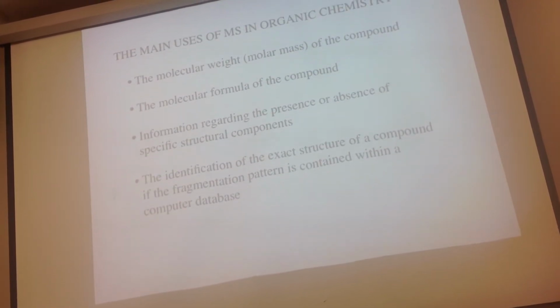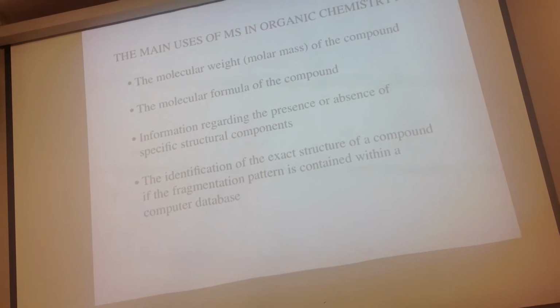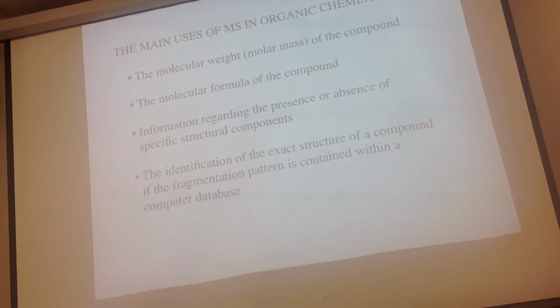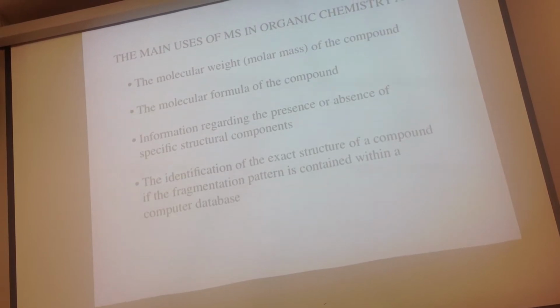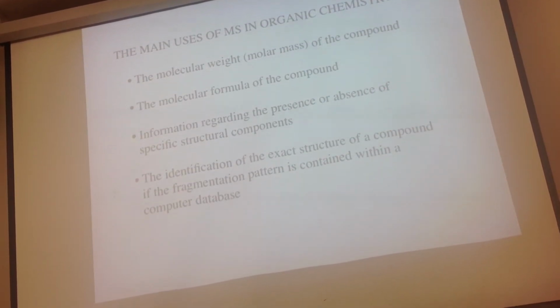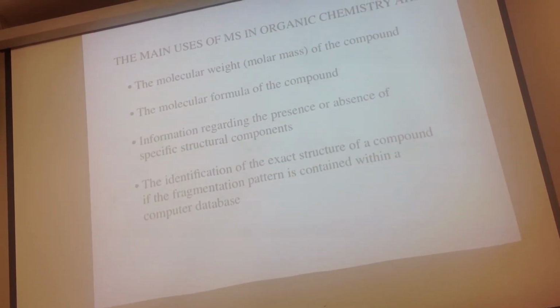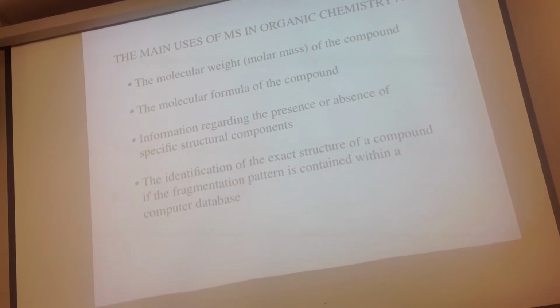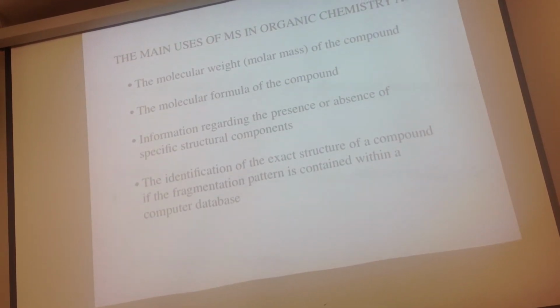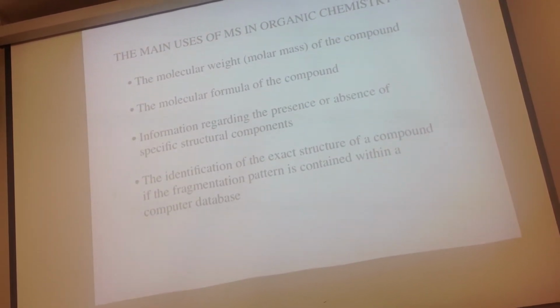Information regarding the presence or absence of structural components. That's a fancy way of saying branching. You can kind of tell where your branches are. So if you probably have an isopropyl group or maybe a t-butyl group, tertiary carbons in there, you can get some information like that.